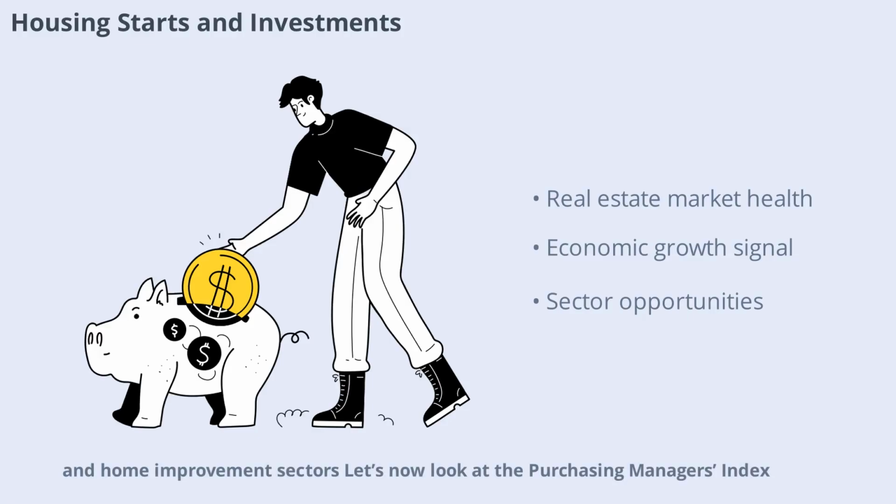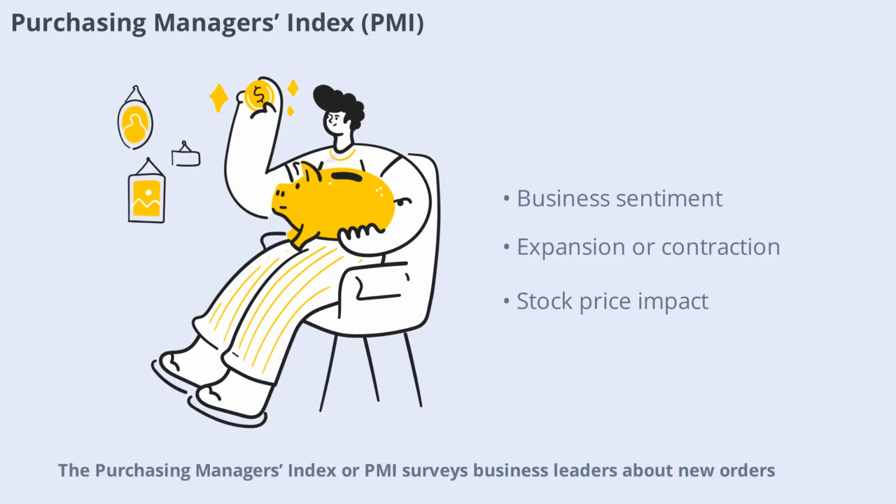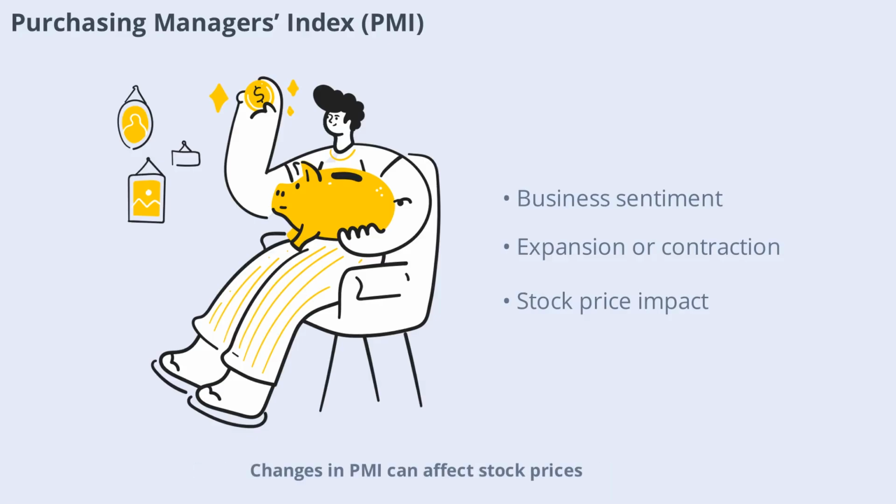Let's now look at the Purchasing Managers Index. Purchasing Managers Index, or PMI, surveys business leaders about new orders, production, and employment. A PMI above 50 indicates expansion, while below 50 signals contraction. Investors use PMI data to gauge business sentiment and anticipate economic shifts. Changes in PMI can affect stock prices, especially in manufacturing and service sectors.